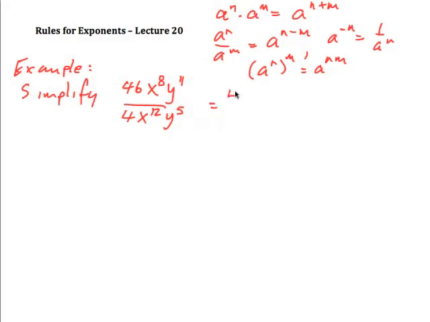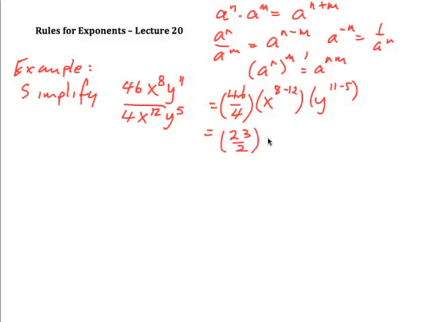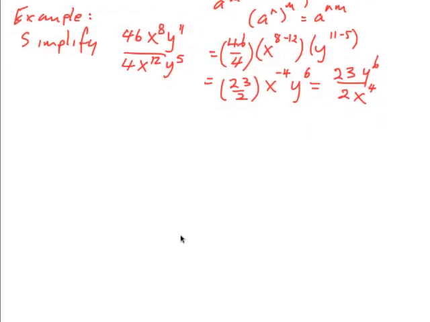Okay, so we always do the numbers first. Let's get them out of the way. And now, of course, we use the quotient rule here. We have x to the 8 subtract 12, and we have y to the 11 subtract 5. So I end up with, by cancelling by 2, I get 23 on 2. I have x to the negative 4 here, and I have y to the 6 here. So when we simplify this to positive exponents, we end up with this result.